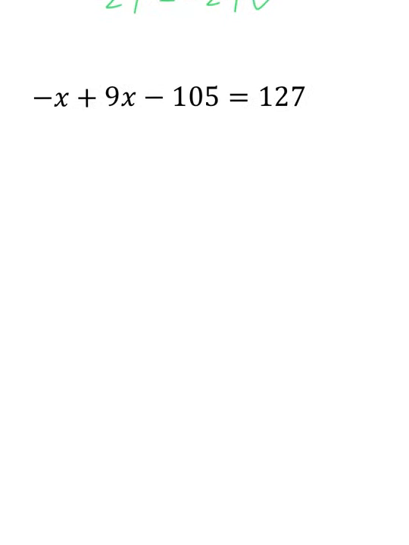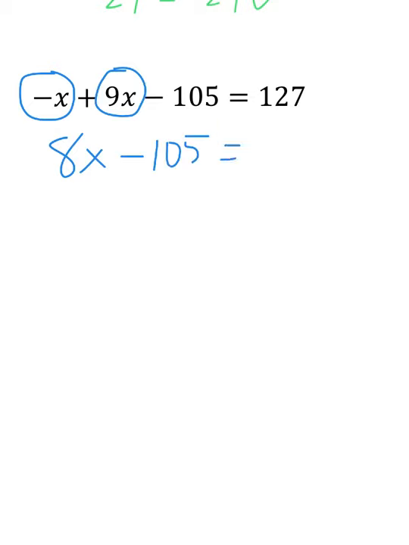Now here, this next one, we have a couple more like terms. So we have a negative x and then a positive 9x. Since it's positive, I'm not going to worry about circling that addition sign, but you totally could if you want to. We have negative x plus 9x. So we have a negative 1x, adding 9 to that. That gives us an 8x minus 105 is equal to 127.